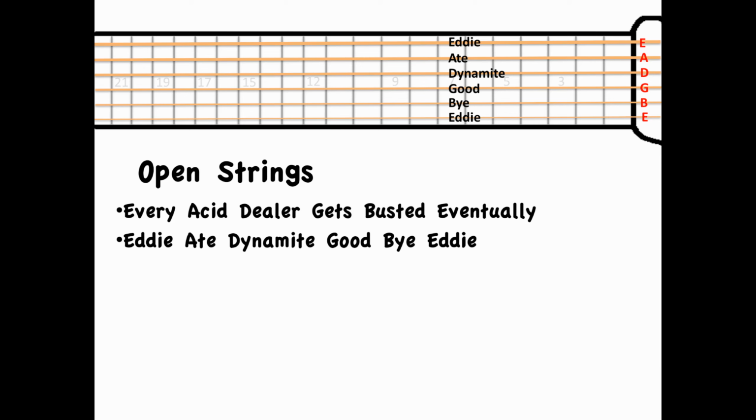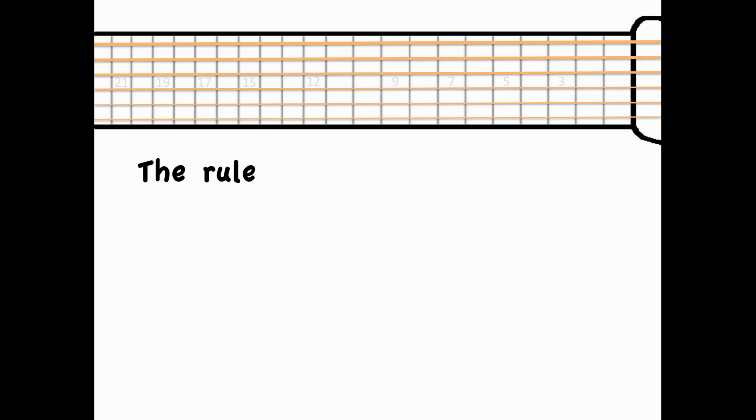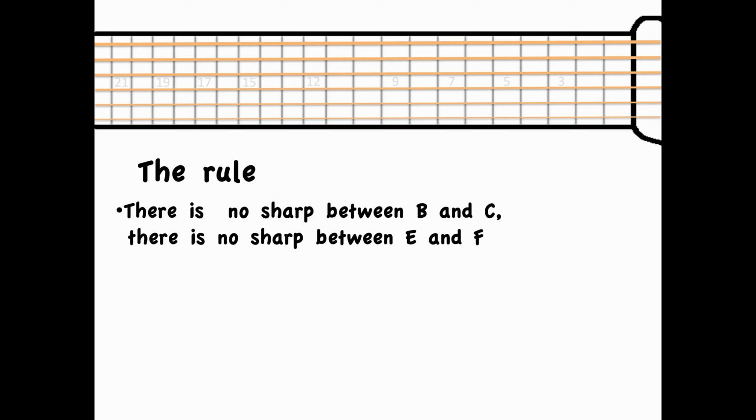Okay, let's use one of these strings as a launching point to apply the rule that we learned in the last lesson, which is there's no sharp between B and C or E and F. So let's start with the 5th string. We could just know that it's an A, or we could use one of our little sayings, but figure out that this is an A, so the open string is an A, and then start to use our rule.